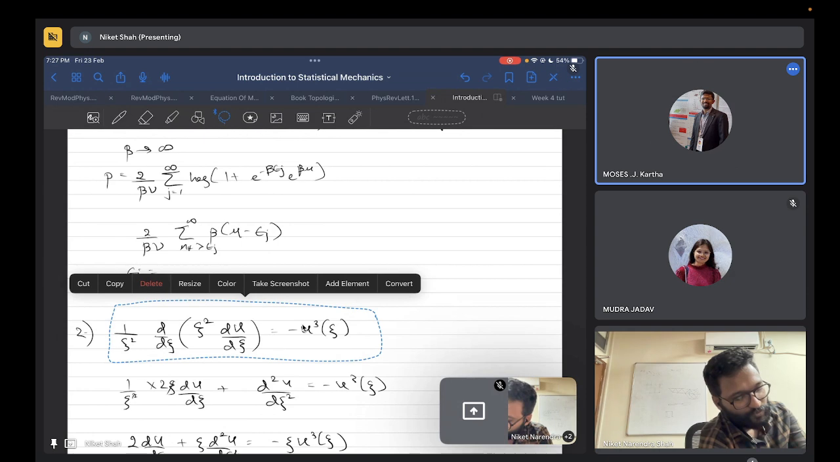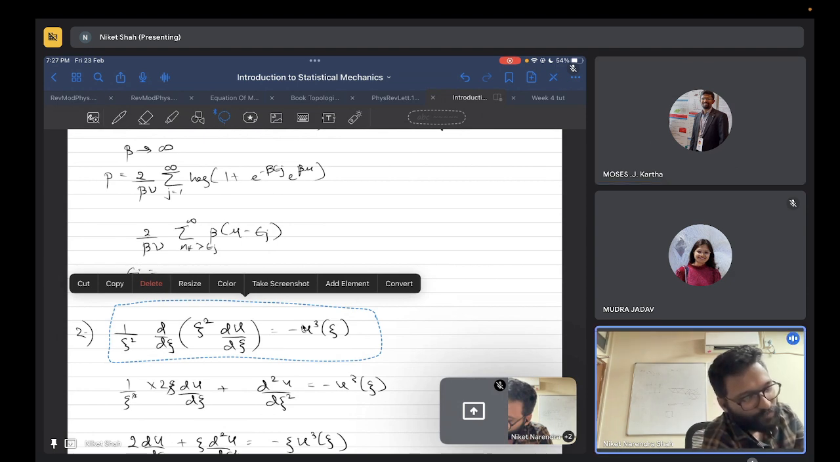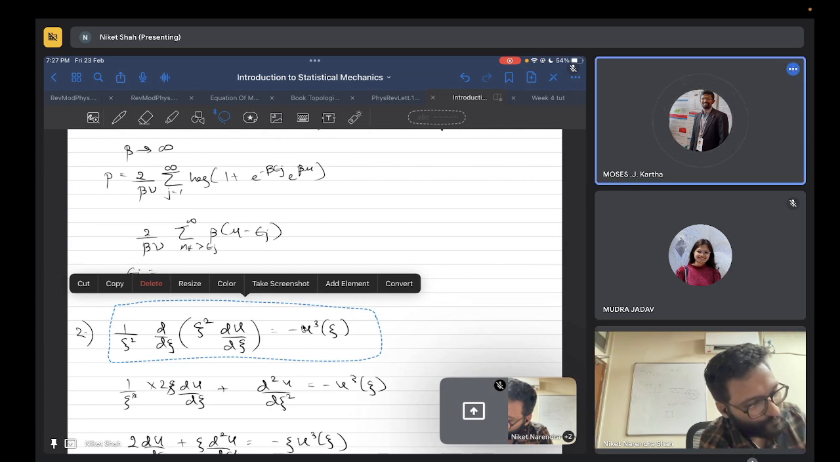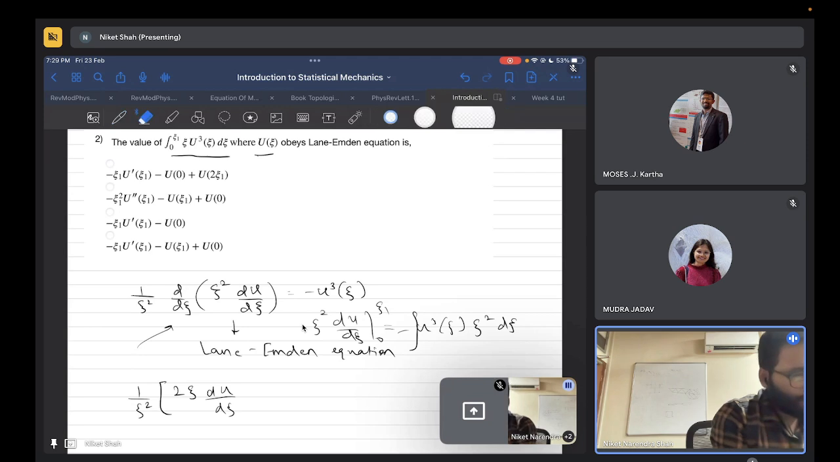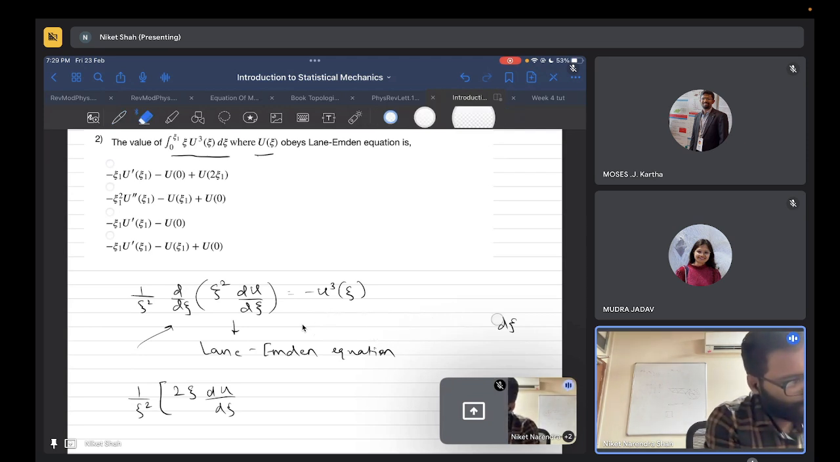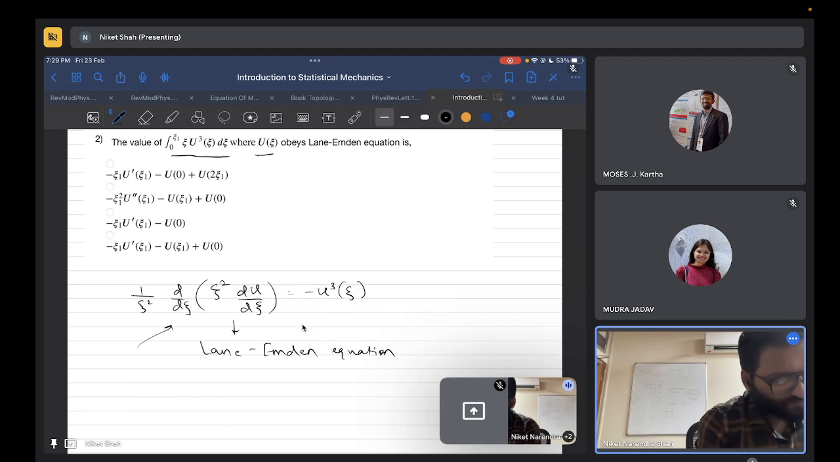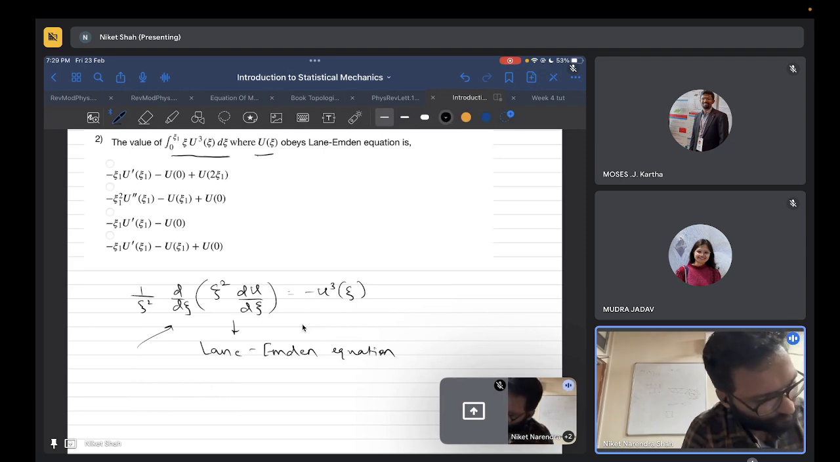Okay. So if I directly do that, what will happen is minus u cube of chi into chi square and then d chi. This integral will have chi square du by d chi, with limits from 0 to chi 1. Okay, that also makes sense. Yes, let's try that then. I've already tried the other method, I know it works, but let's try this one. This also seems fair enough. Okay, so let's do that.